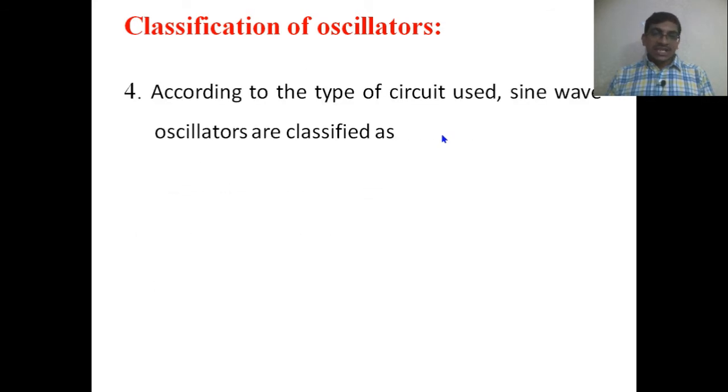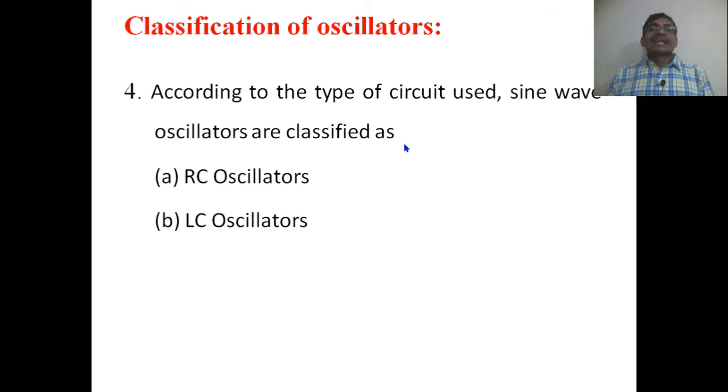The next classification of the oscillator is according to the type of circuit used in the feedback section. Sine wave oscillators are classified as RC oscillators and LC oscillators. If you use a resistor and capacitor in the feedback network, that is called an RC oscillator. If we use an inductor and capacitor, that is called an LC oscillator.